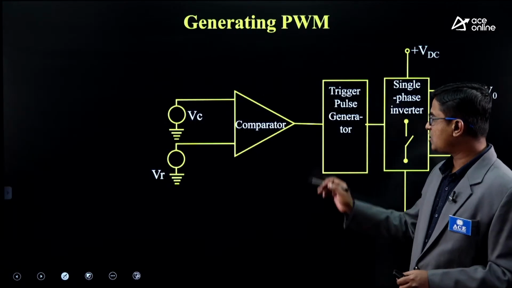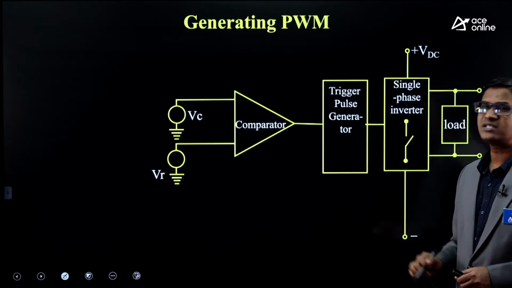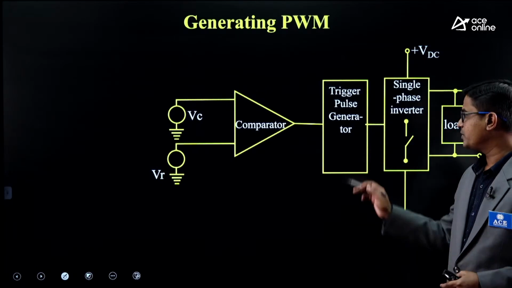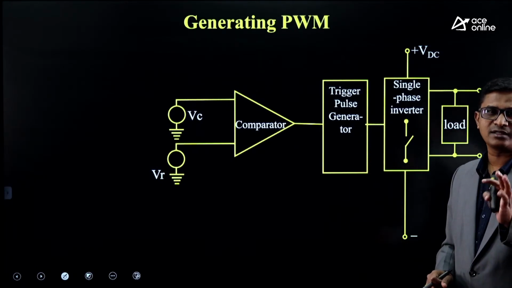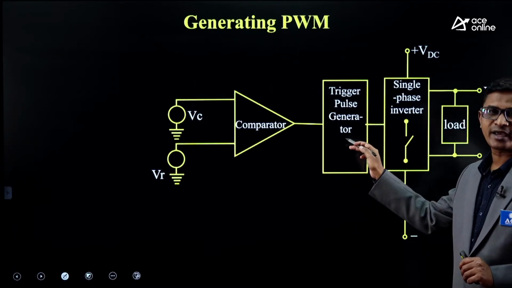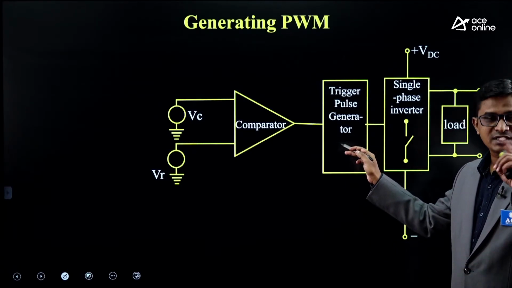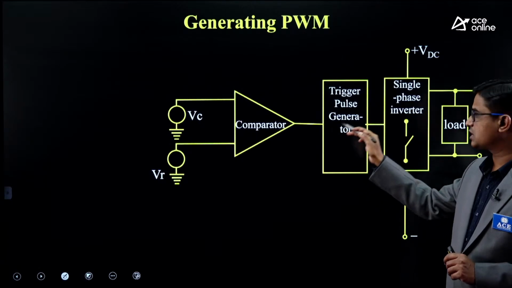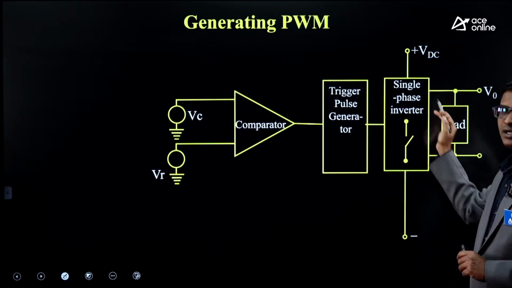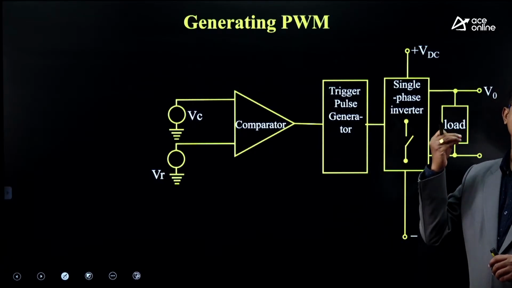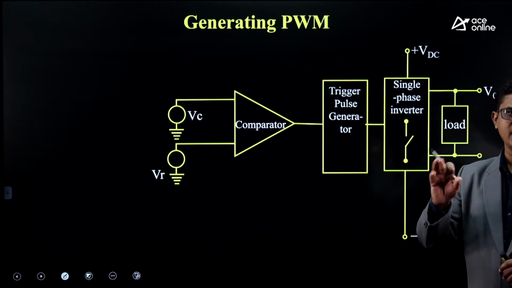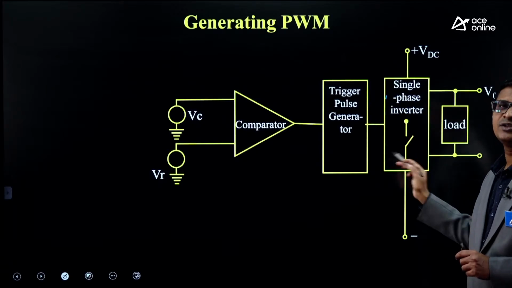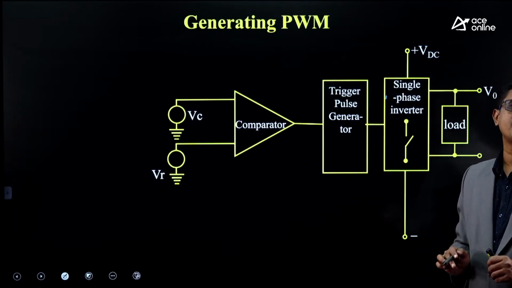Based on the output of the comparator, the trigger pulse generator will either generate the triggering pulses or not. Who decides whether this block has to generate triggering pulses? The output of the comparator decides. The trigger pulse generator output is given as an input to the single phase inverter. It can be a single phase half bridge, a single phase full bridge, or any inverter. If I consider the single phase full bridge inverter, recall its circuit diagram.